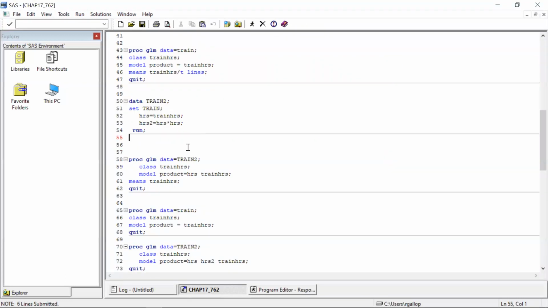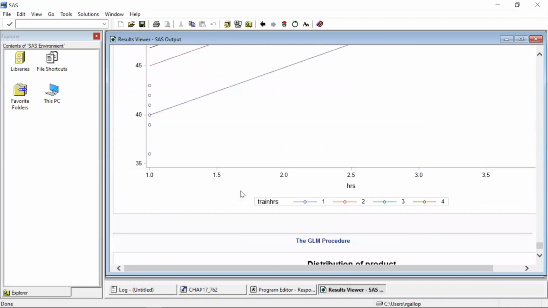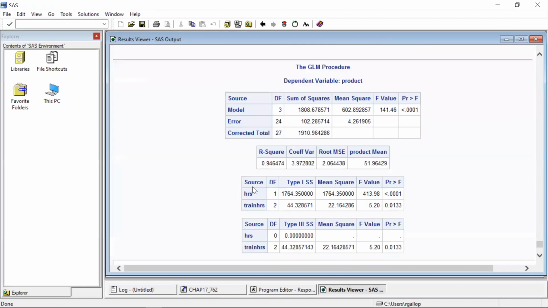When I run this model, I've got training hours and linear hours. Training hours is categorical, linear hours is continuous here. What's this model going to do for me? Well, when I look at this model, in this situation we're going to focus on the type 1 sums of squares. We talked about them before, and we'll talk about them big time when we get into the two-way ANOVA component of the course.